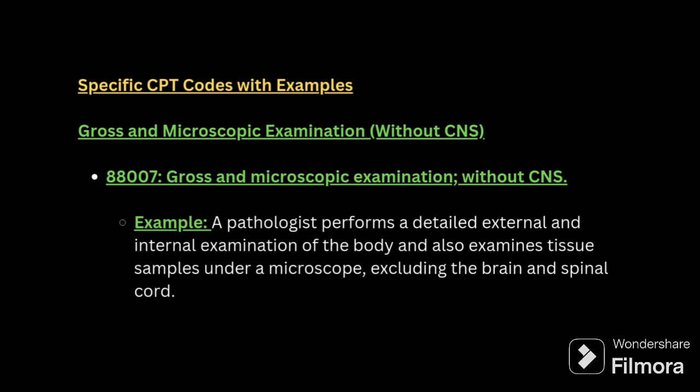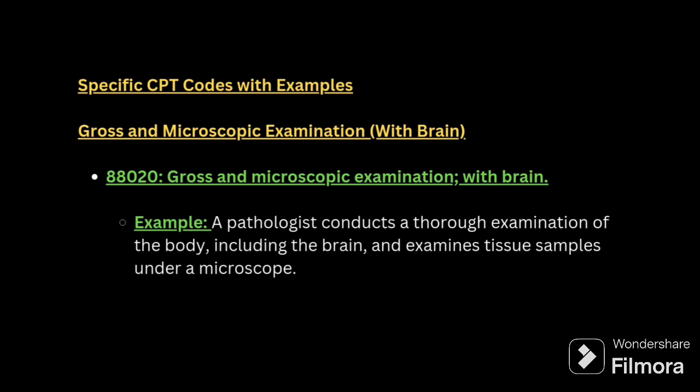Gross and microscopic examination without CNS, the question will be: a pathologist performs a detailed external and internal examination of the body and also examines a tissue sample under a microscope, excluding the brain. So it is without CNS, and we are giving 88007. And gross and microscopic with brain, the question will be: a pathologist conducts a thorough examination of the body including the brain and examines tissue samples. So it is with brain and using a microscope, we are giving 88020, examination with the brain.